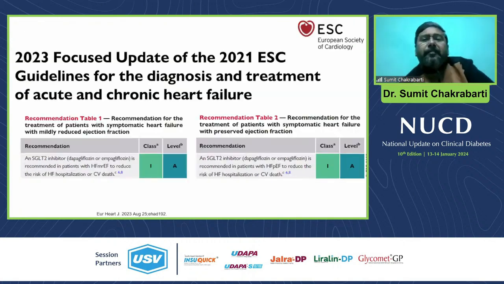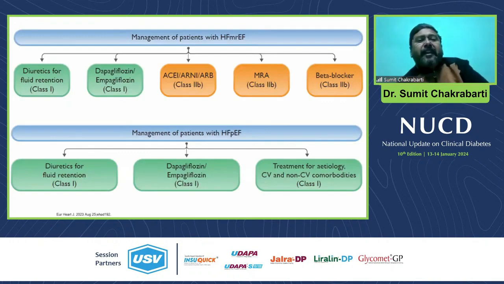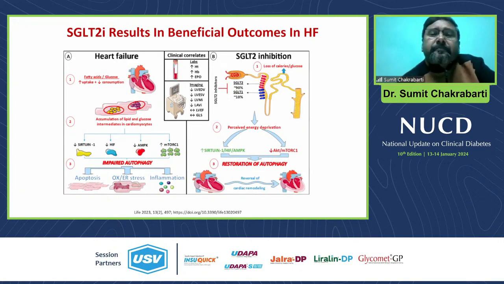This is a focused update of ESC, and they also recommend as a class 1 level that SGLT2 inhibitors are very much useful in patients with heart failure with mildly reduced ejection fraction as well as preserved ejection fraction. So these are the options we have for heart failure patients. Apart from the usual cardiovascular drugs like diuretics, ACE inhibitor, ARB or ARNI, dapagliflozin and empagliflozin definitely belong to class 1 drugs in our armamentarium.